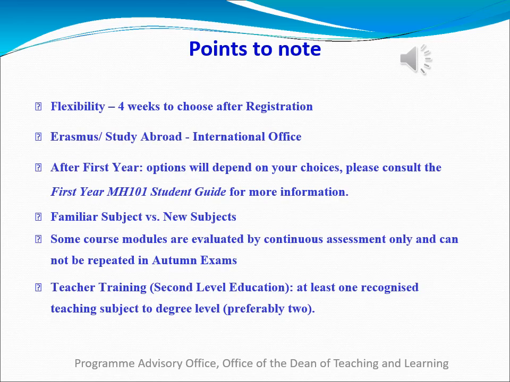Some points to note. During the first 4 weeks of term, you are actually able to try out other subjects. So you can pick your subjects at registration, but you may be unsure as to whether they're the ones you want to continue with or want to take to degree level. So you can try out some of the other options that are available, but you must make your choice by the end of week 4.